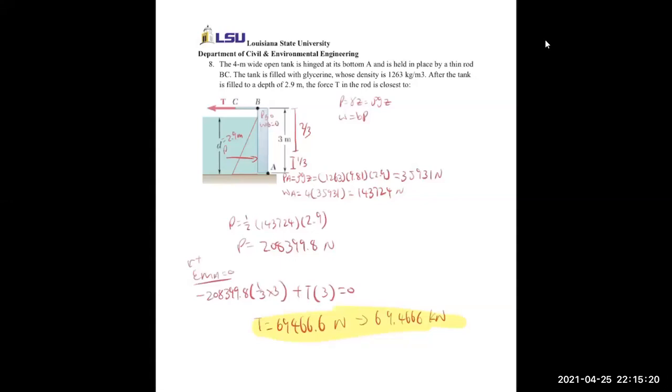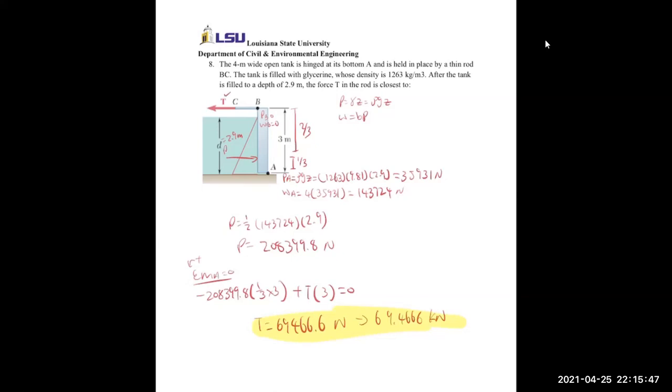And for problem number 8, it says the 4-meter wide open tank is hinged at its bottom A and is held in place by a thin rod BC. The tank is filled with glycerin, whose density is 1263 kilogram per meter cube. After the tank is filled to a depth of 2.9 meter, the force T in the rod is closest to. Okay, so what we have to find out is this T right here.